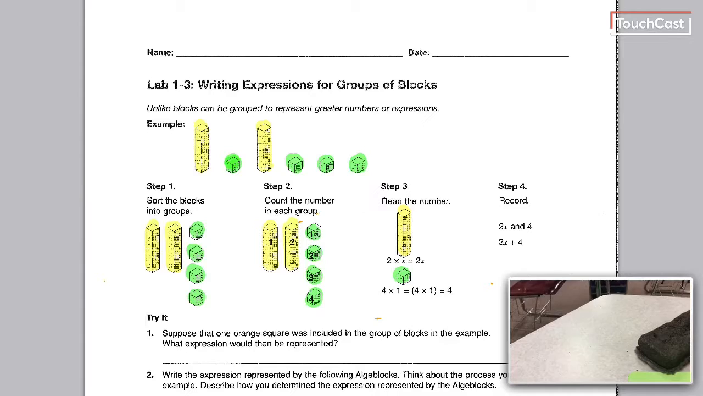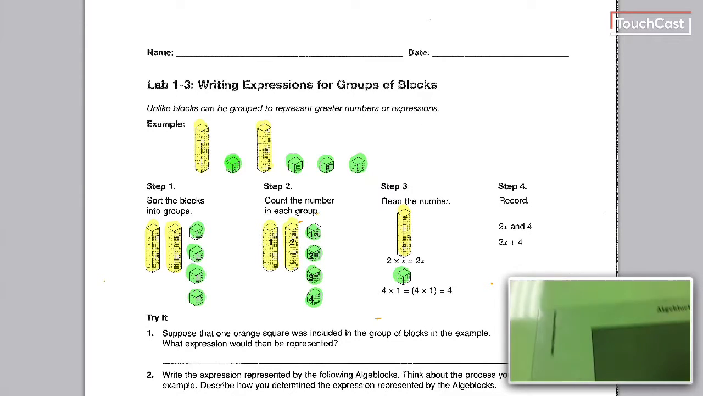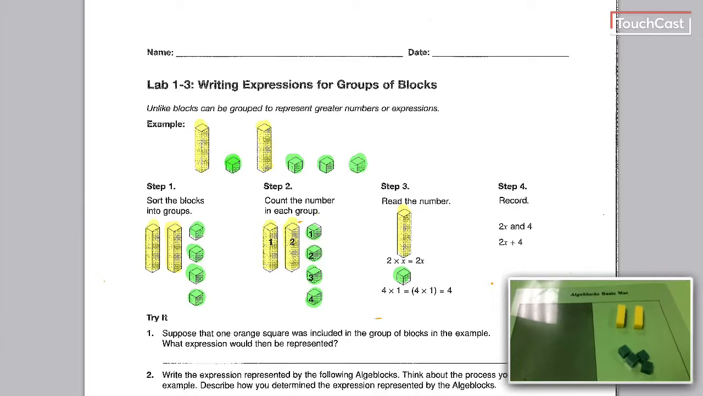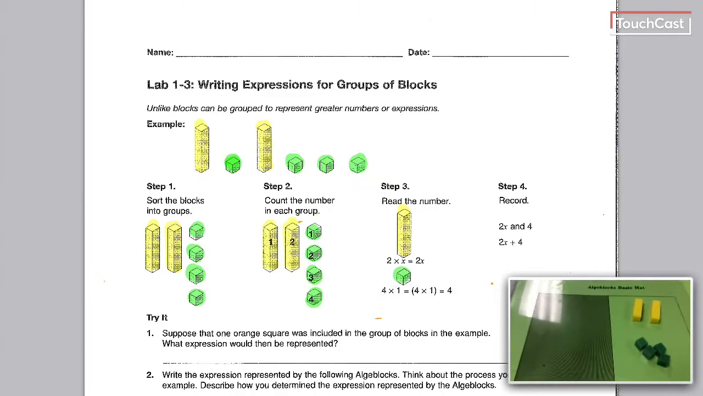Okay, now that you've practiced putting together expressions for like blocks, we're going to do some unlike groups of blocks now. Unlike blocks can be grouped to represent greater numbers or expressions. The first step is to sort your blocks into groups. So let me go ahead and get the same blocks out that you see in the note sheet. It looks like you have 2 yellow rectangles, which are x, and 4 green cubes. Let's just take a look and show that I have the same thing. Okay, step 1, sort the blocks into groups.